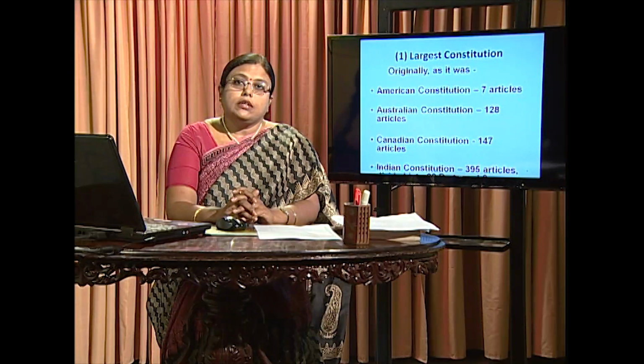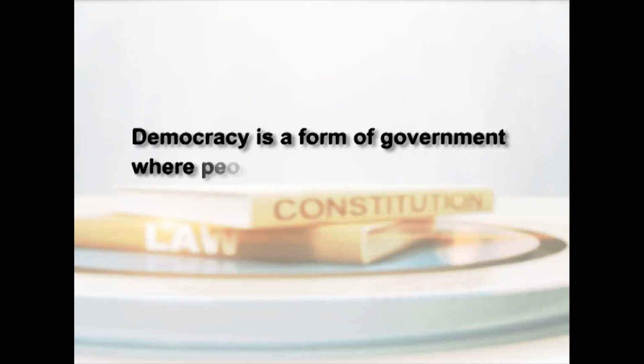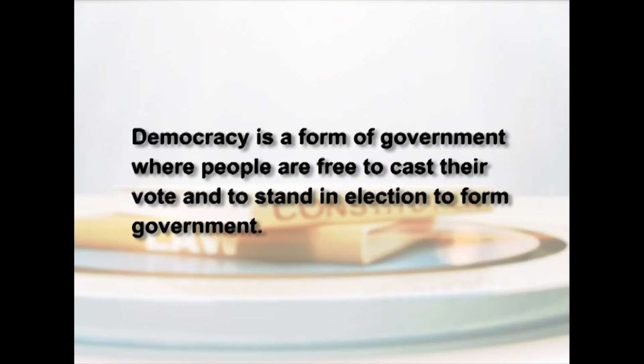India has declared itself a democratic republic. What is democracy? Democracy is a form of government where people are free to cast their vote and to stand for election to form government. It is not possible to have a direct democracy, so in today's world we have indirect democracy. That is, representatives of the people are entitled to rule the nation. In this way, India of course has its own democratic feature.